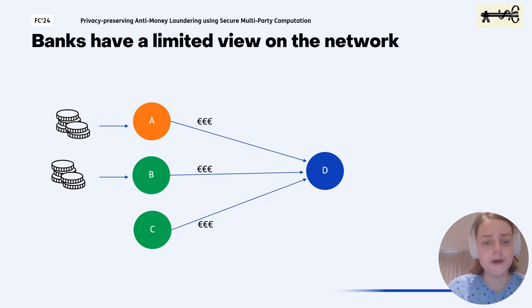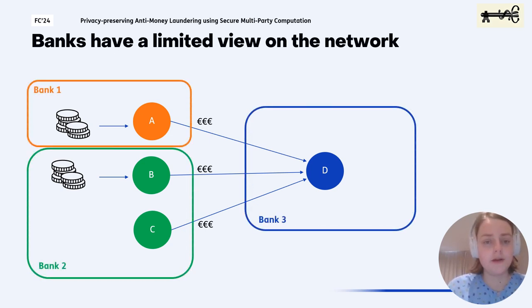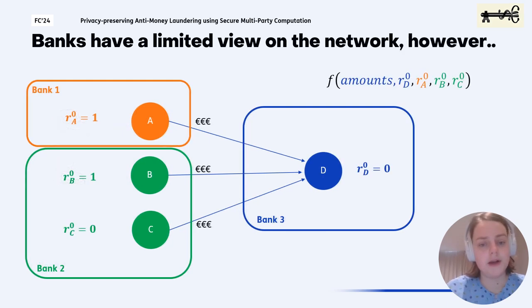Then, in general, banks have a limited view on the network. So, in this case, bank 3, the blue bank, sees the transactions coming from A and B and C, but doesn't see what is behind A, namely a large cash transaction. And it might want to know. It might want to know the fact that D receives indirect cash for its transaction monitoring. So, banks have a limited view on the network.